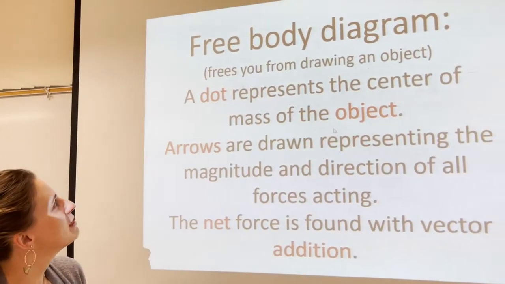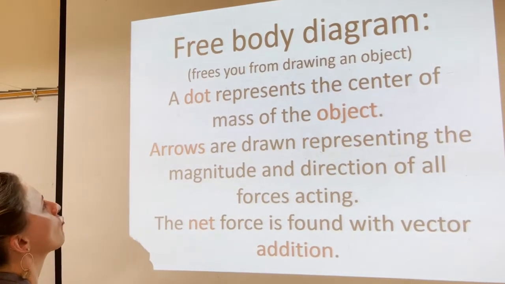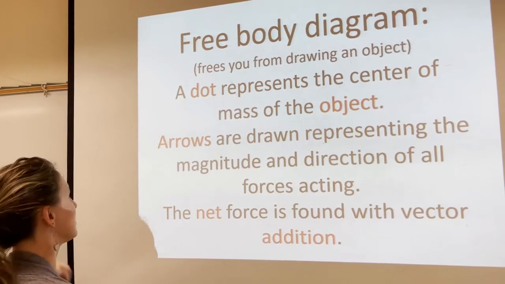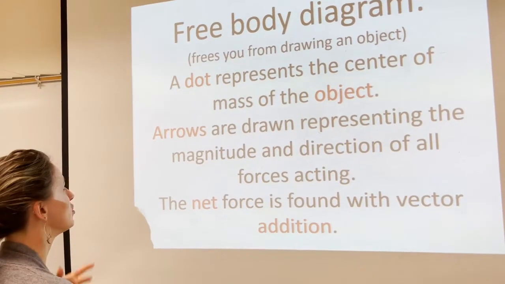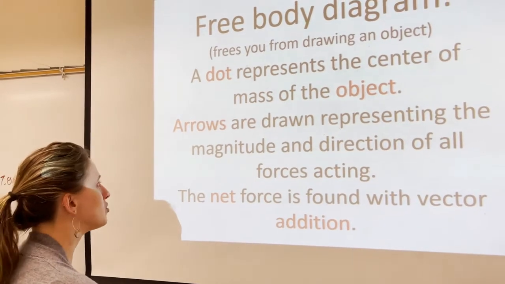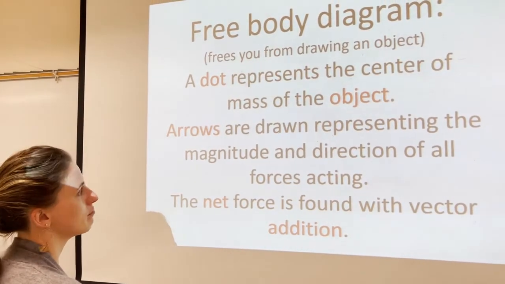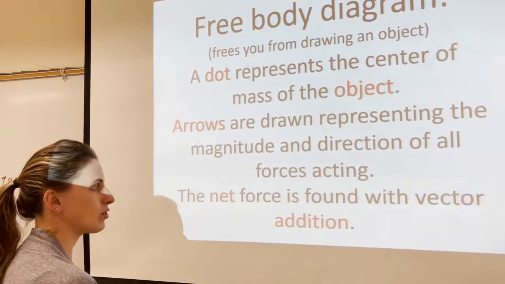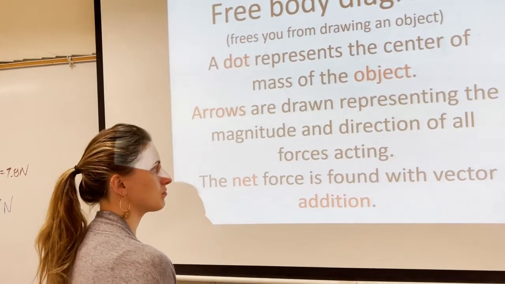Okay, free body diagram. It frees you from drawing an object. We represent it by a dot: a car by a dot, you by a dot, whatever it is. A dot represents the center of mass of the object. Arrows are drawn representing the magnitude and direction of all the forces acting. The net force is found with vector addition.